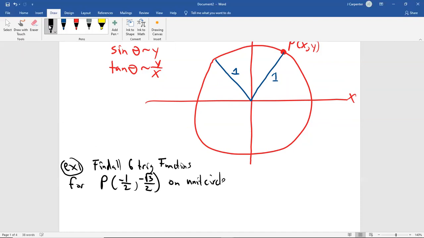Now, I don't actually have to say that it's on the unit circle. If you tried to determine the radius of this, it would turn out to be 1. If you squared both of those coordinates and added them, you would get 1. So it's on the unit circle whether I told you that or not.